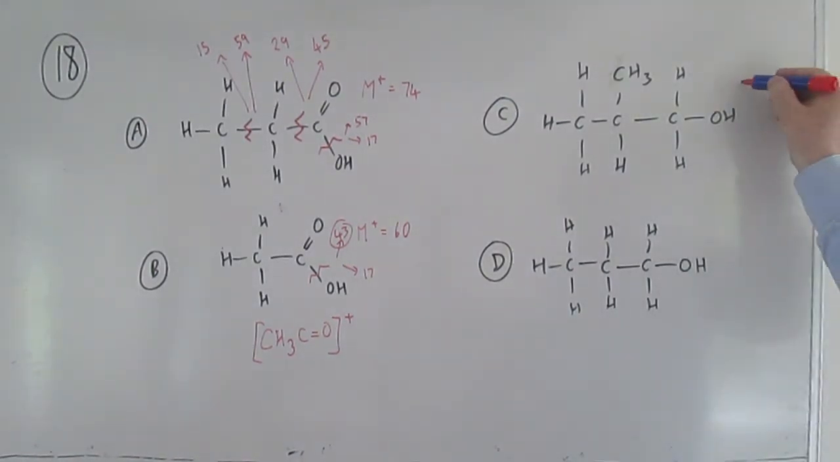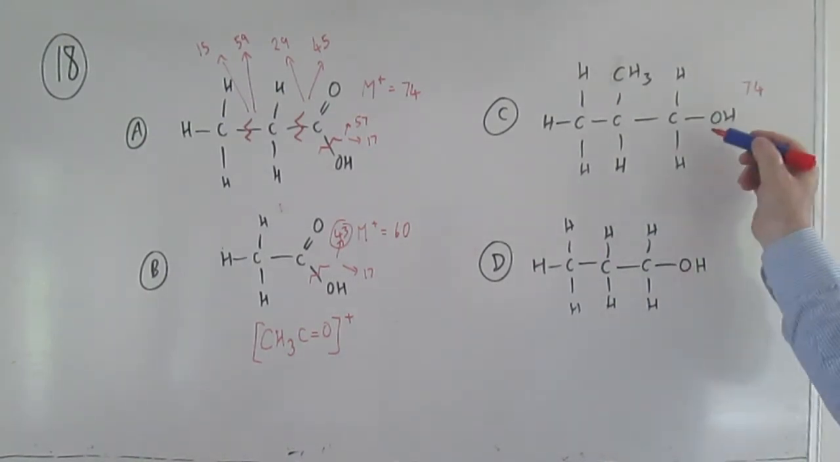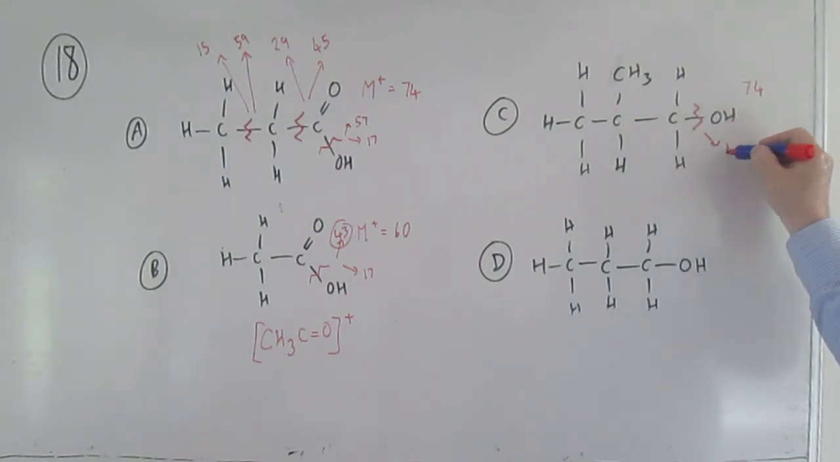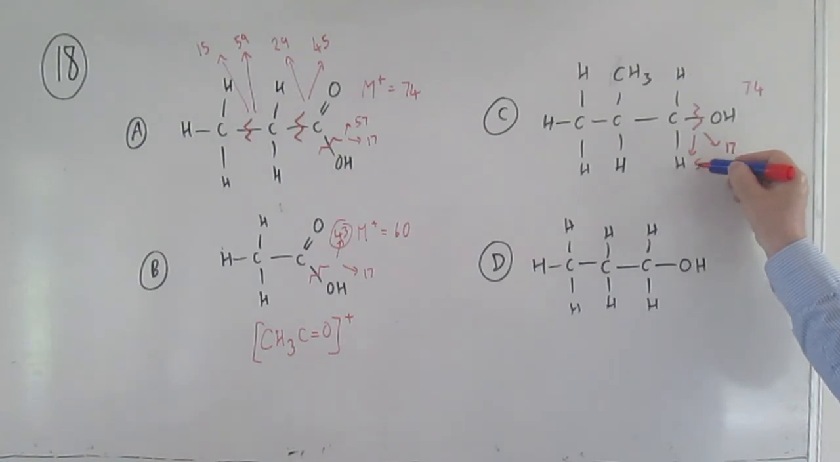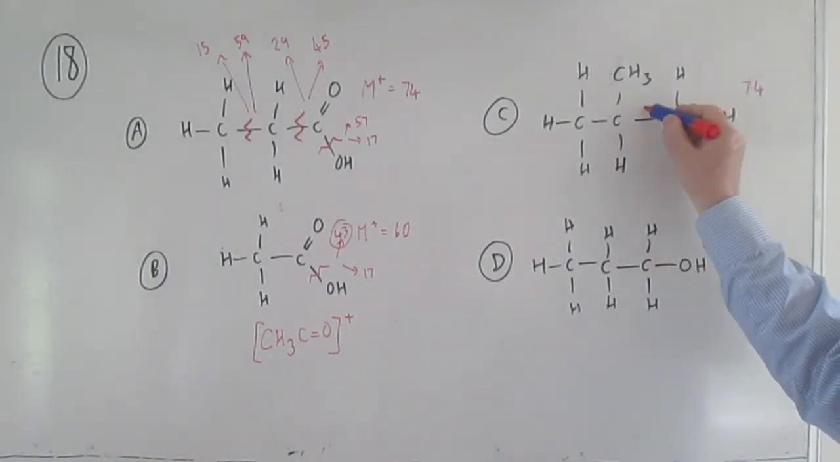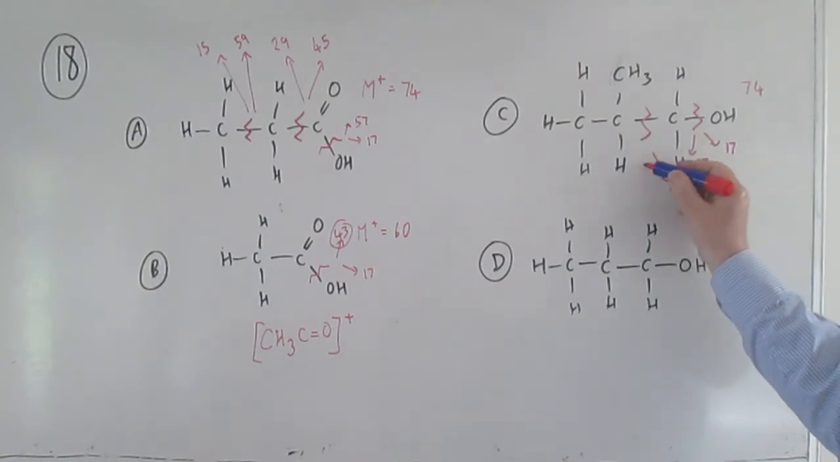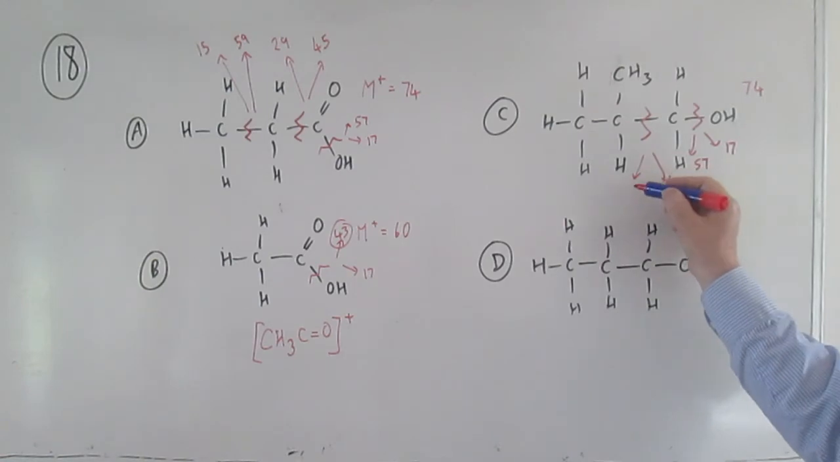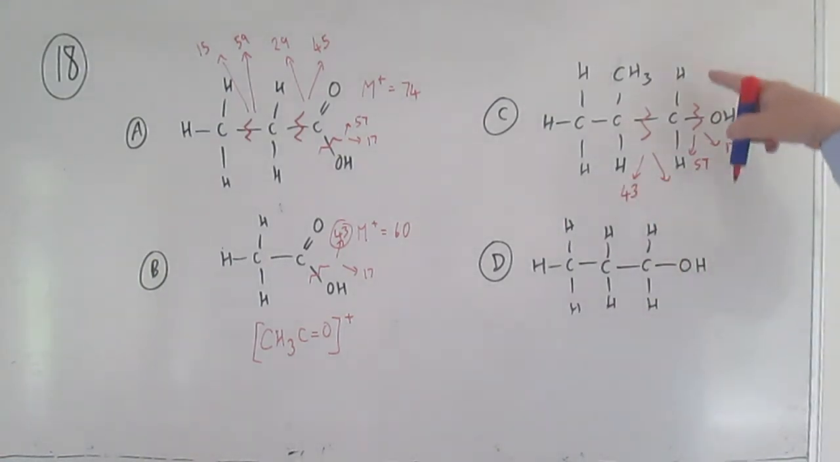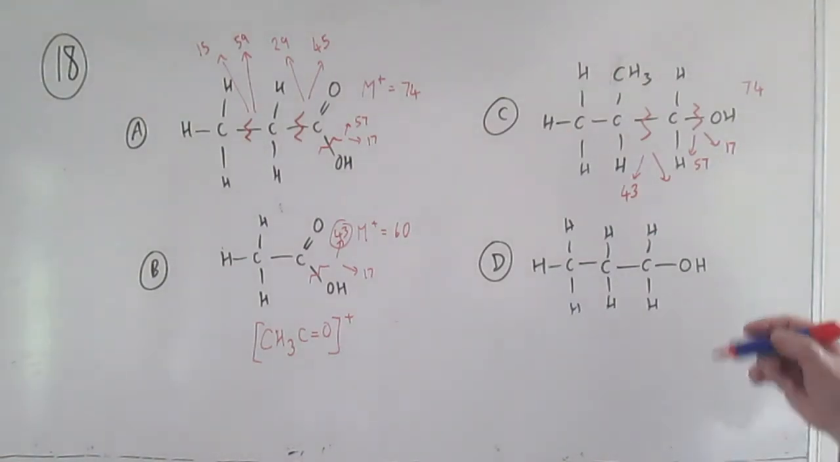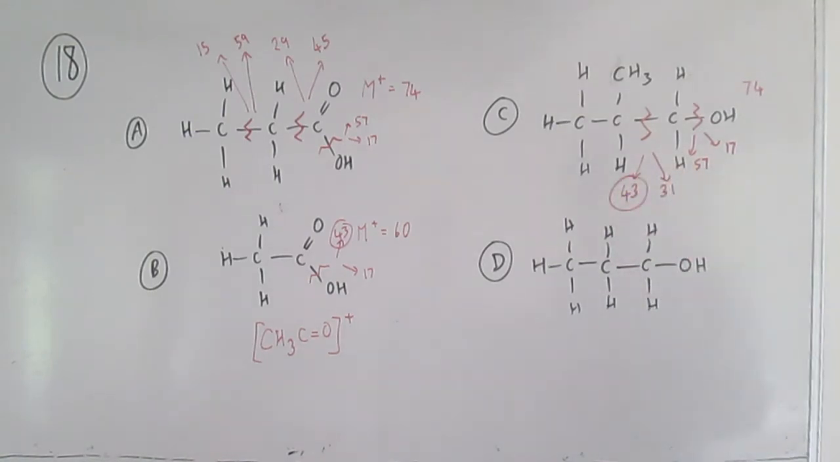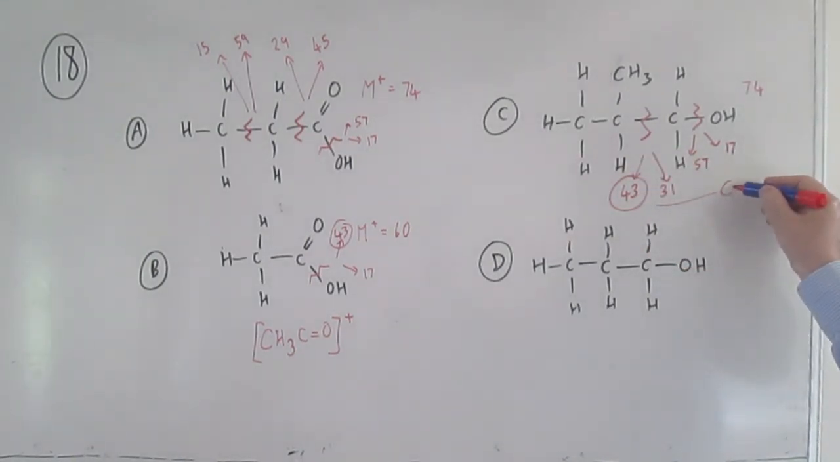In this one, again the MR adds up to 74. So if we break off the OH, we'd get either 17 or 57. So that's no good. If we break it here, though, we get either C3H7 plus, which is 43, or we get CH2OH plus, which is 31. And you can see we've got our 43. So it's a different ion, it's not the same as that one, but it has the same M over Z. So in this case, the 43 would come from CH3, CH, CH3. And again, put the bracket round it, put the positive charge outside.